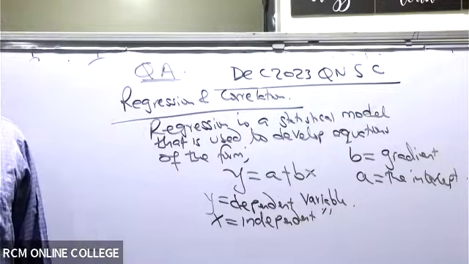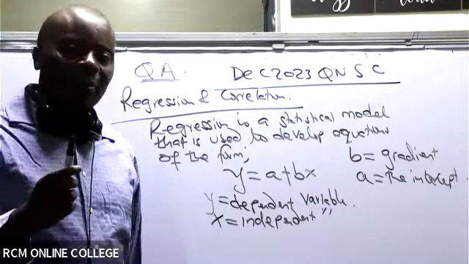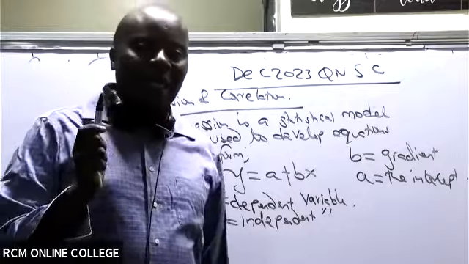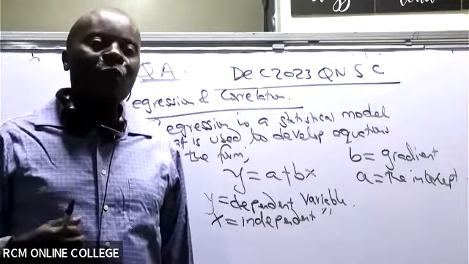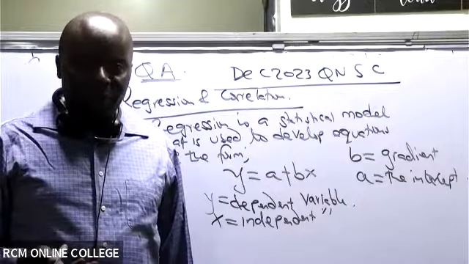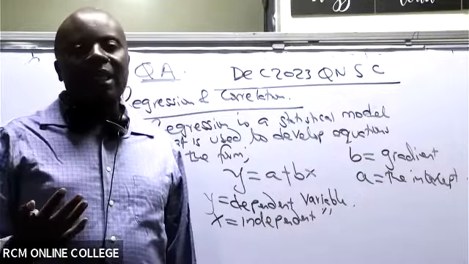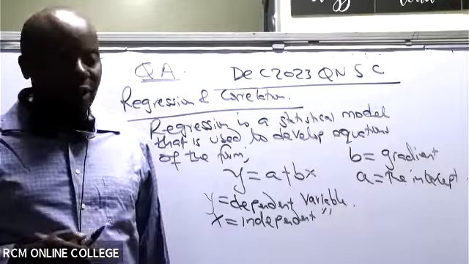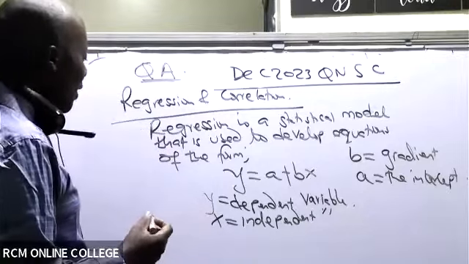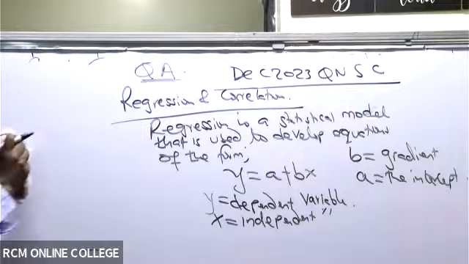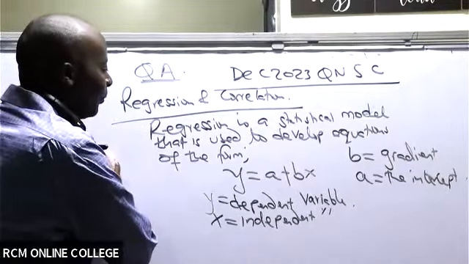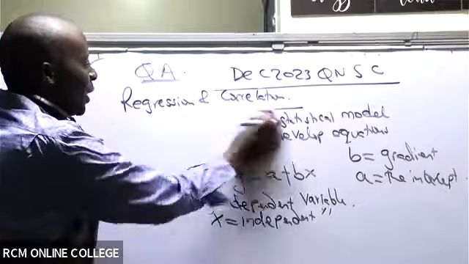Now, ladies and gentlemen, for the years that I've been leading teams to mark CCNEB exams, I know normally where students go wrong. In most cases, you will be given two variables. Let me just demonstrate. You'll be given two variables like this.